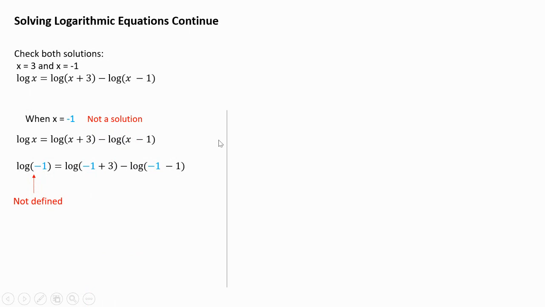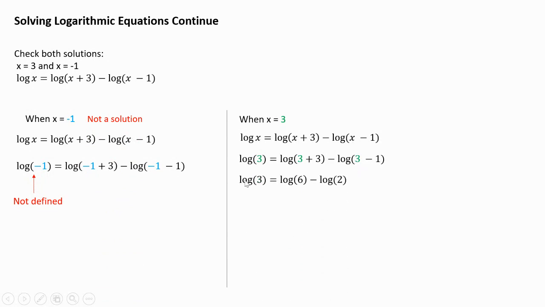Now we do the same thing for 3, x equals 3. I'm going to plug in the 3 for every x, right? I'm going to plug it in there. I'm going to plug it in also here, and also here for this x here. So we have log of 3 equals log of 6 minus log of 2. Now, this here, we can do it two ways, right? You can actually plug in the calculator, or we can apply the rule from before. This is like the quotient rule, or the quotient property, right?